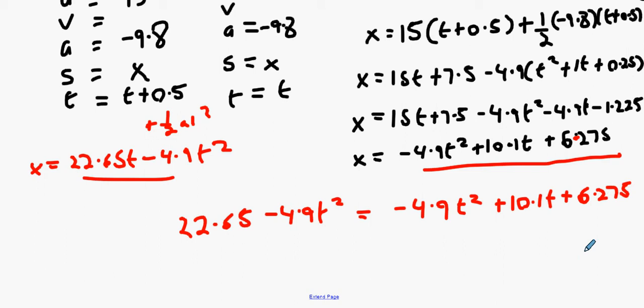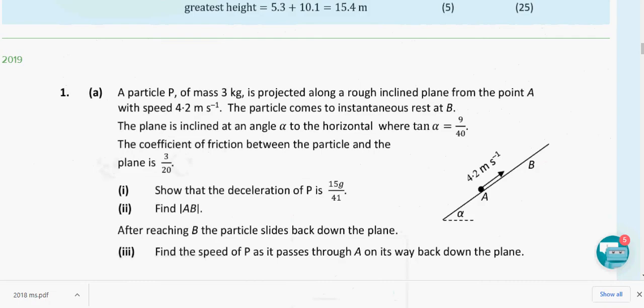Now, the 4.9s cancel. And I'm going to end up with 10.1t equals 22.65 take away 6.275. 10.375 divided by 10.1. It's an odd number. T equals 1.62. Happy with that. See what happens here.